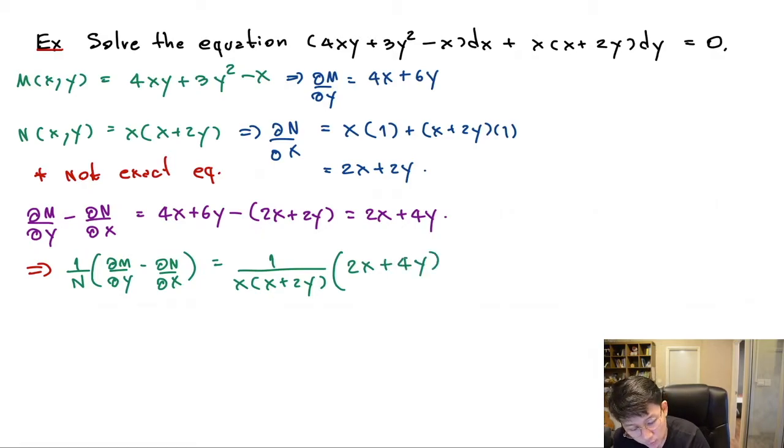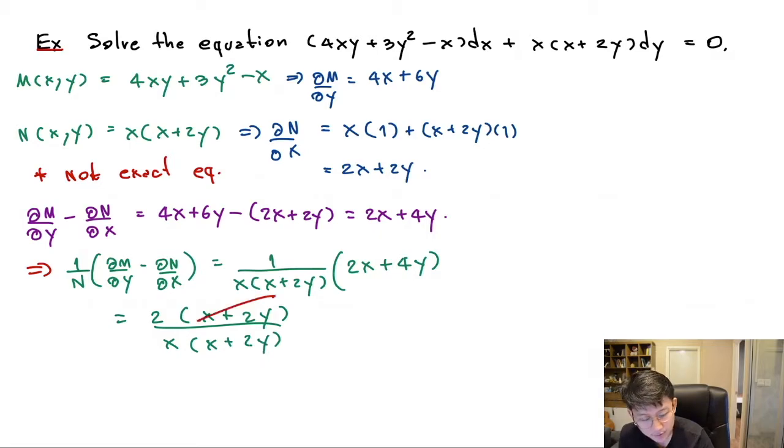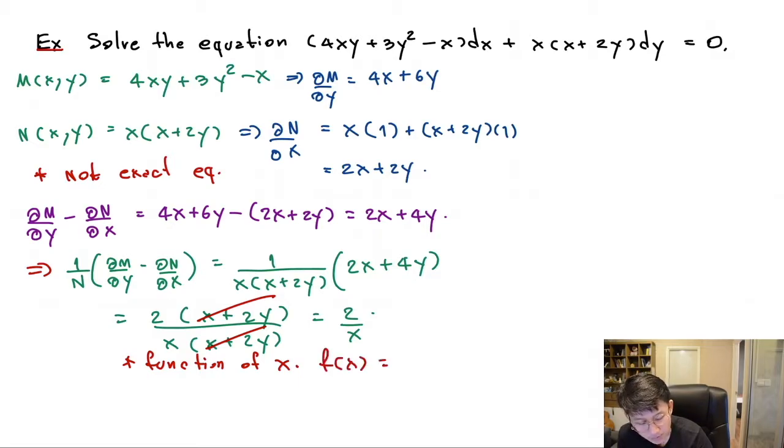And then if I pull 2 out, I get 2 times (x plus 2y) divided by (x plus 2y). So this got cancelled out, and this is 2 divided by x, which is a function of x, right? So if it's a function of x, we let f(x) be 2 over x.